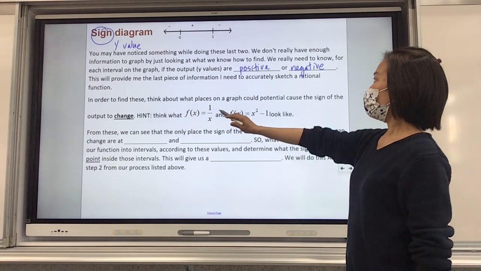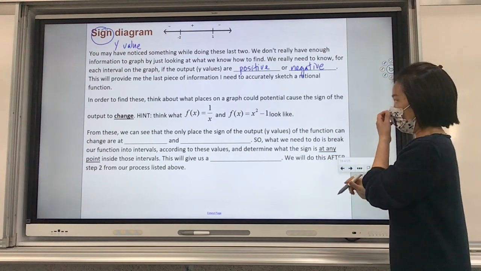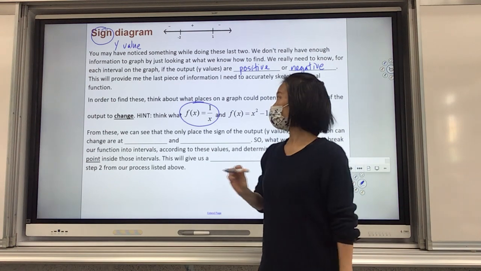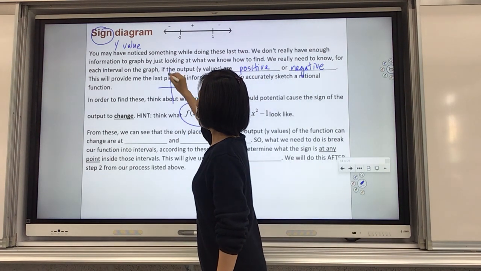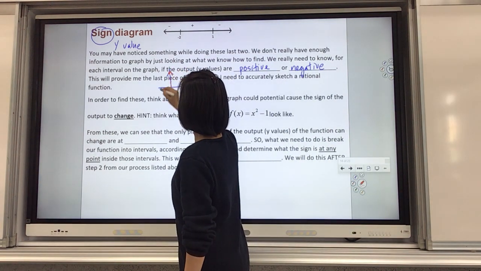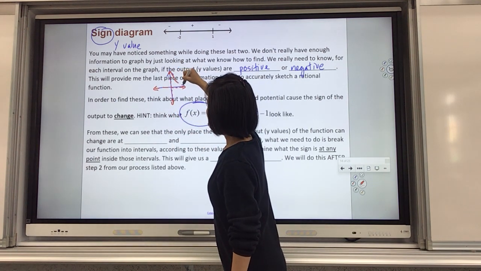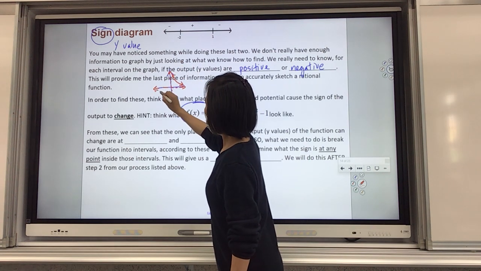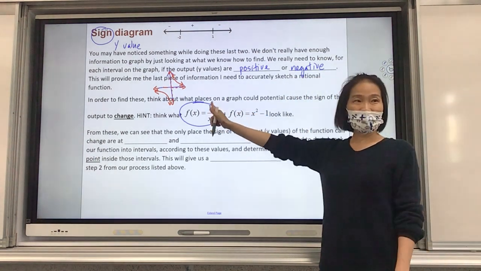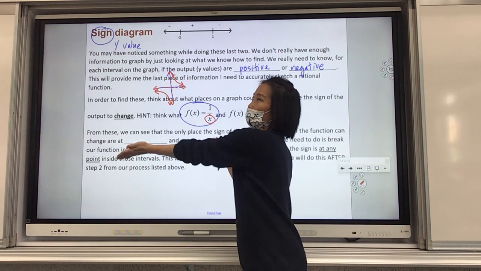In order to find these, think about what place on the graph could potentially cause the sign changes. So think of this example right here. f of x is 1 over x. We already know the curve. Because you have the vertical asymptote here, horizontal asymptote here, you see, right side is positive, right? This is positive y value, left side is negative y value. If I want to draw a sign diagram, this will be the divider on the left side of 0.